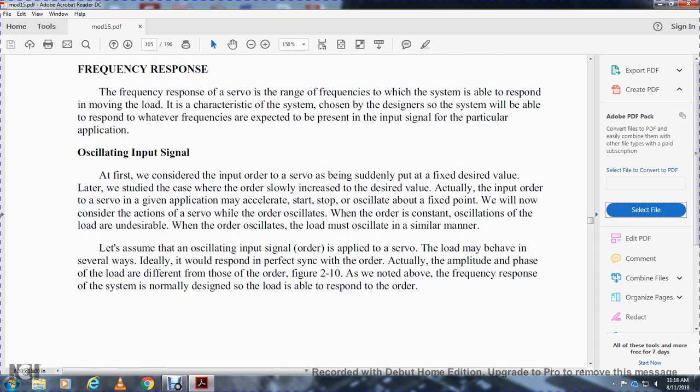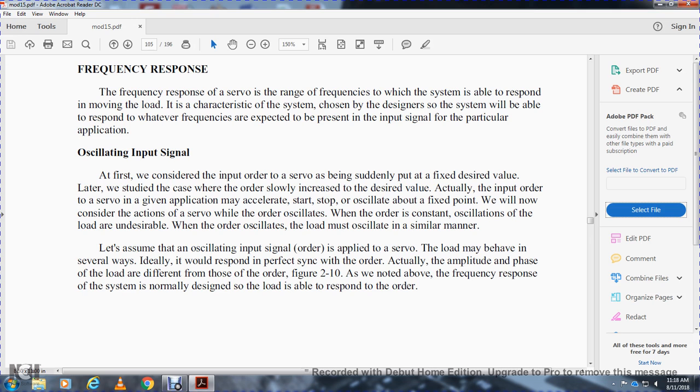Consider an oscillating input signal. As we first considered, the input order to the servo may be a sudden input with a fixed desired value, or an orderly, slow increase of the desired value. Given the application, the actual input order to the servo may accelerate with start and stop oscillation about a fixed point. When the order oscillates, the load may oscillate in the same manner.